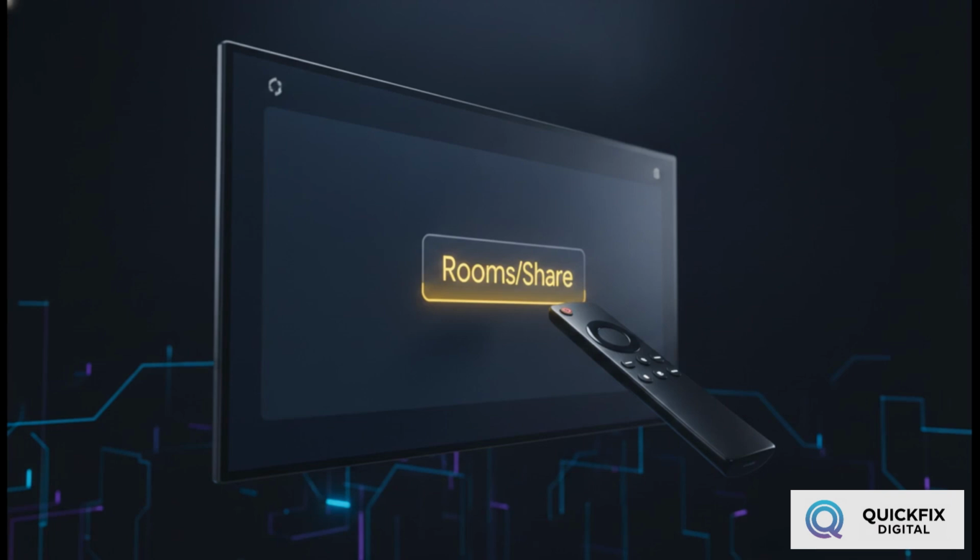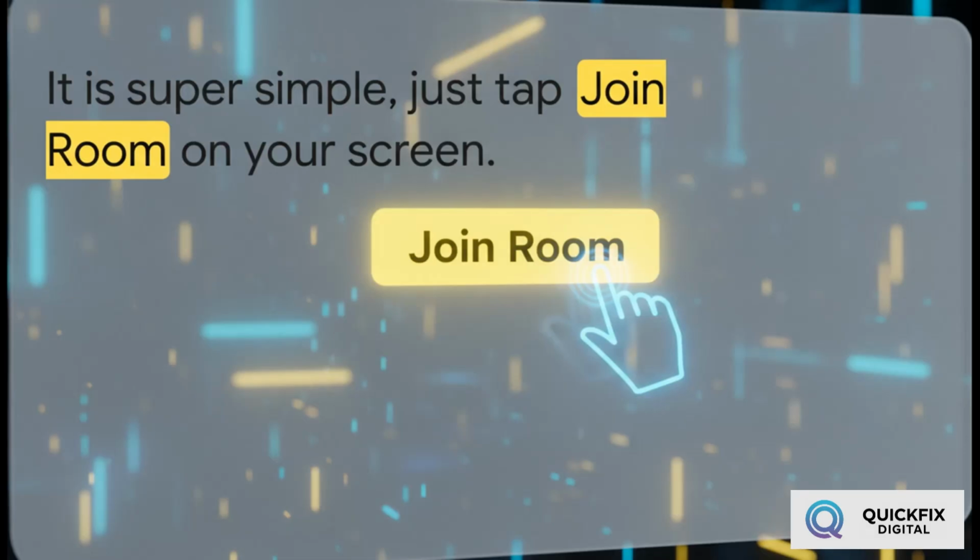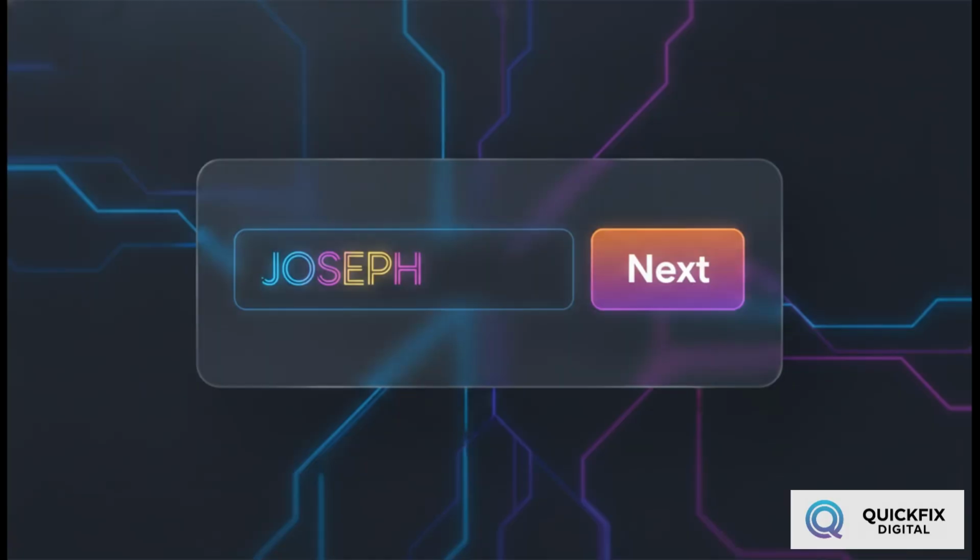Okay, step 1. Open up that FireSend app and click right on Rooms/Share. Super easy. Moving to step 2, just go ahead and tap the Join Room button on your screen. Step 3, type in a FireSend code and hit Next. We're using the code Joseph here.